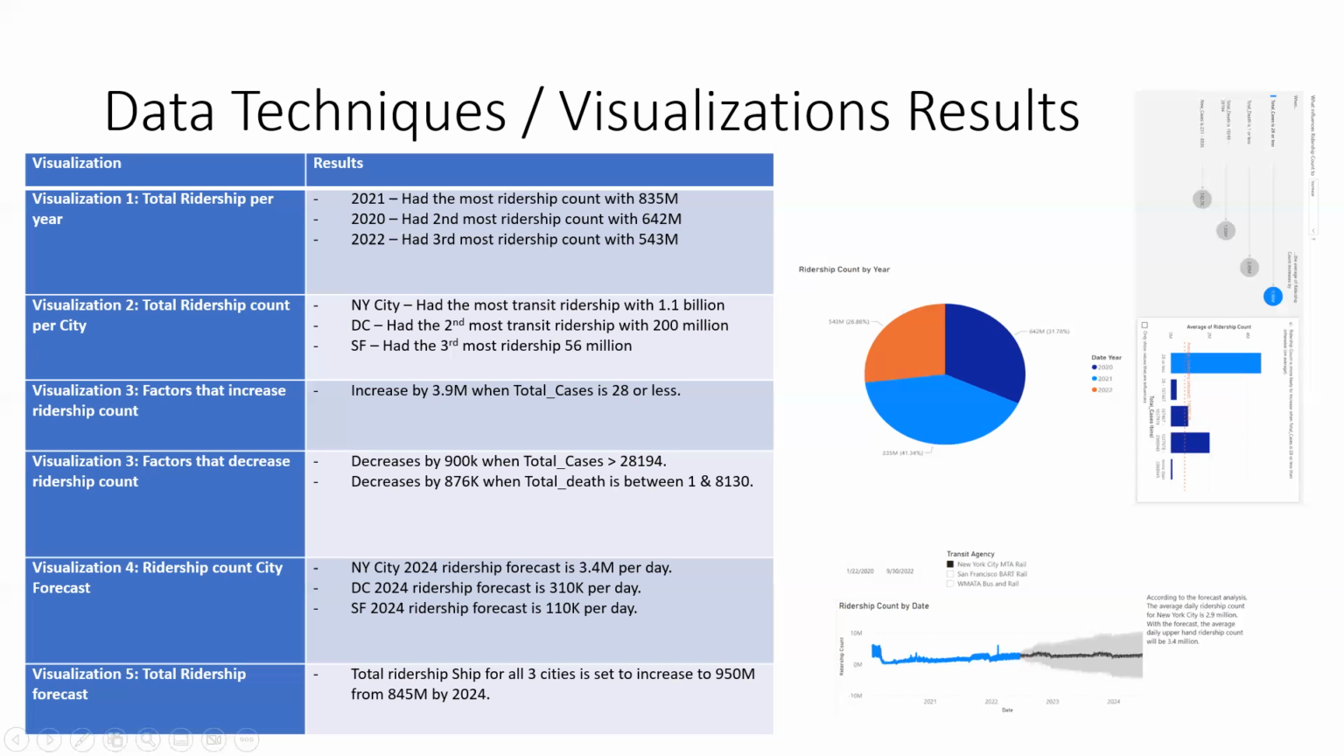And then DC, by the year 2024, there will be an average ridership count of 310,000 per day, and in San Francisco it was 110,000 per day. And then my final visualization does an overall forecast on the total ridership count in these three cities for the year 2024. Based on the results, the overall total ridership count for the year 2024 would be about 950 million.